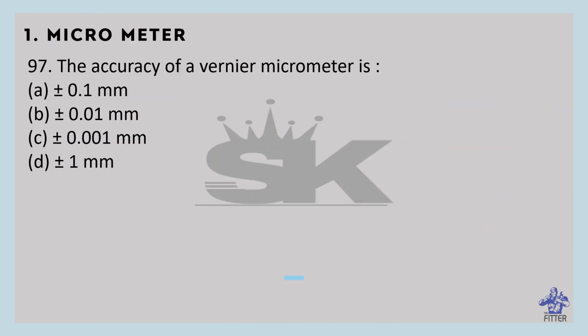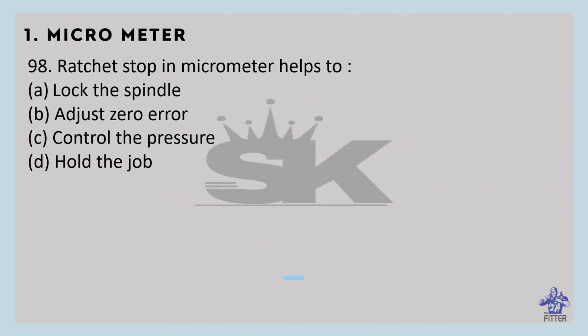The accuracy of a vernier micrometer is plus or minus 0.001 mm. I have given you the least count of each and every instrument, so just go through it once. Ratchet stop in micrometer helps to control the pressure. We discussed that, right? So it closes the spindle by turning the ratchet, not the thimble. The ratchet prevents excess pressure on the object being measured, so you don't squash it and get a false reading.